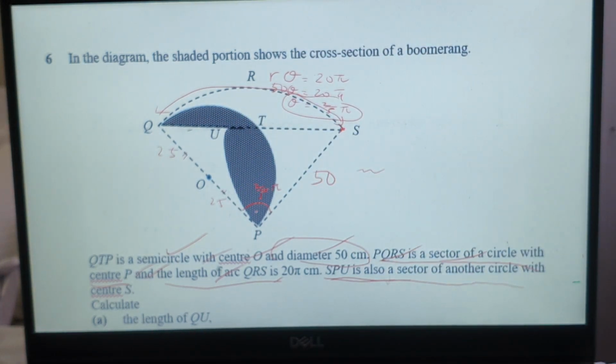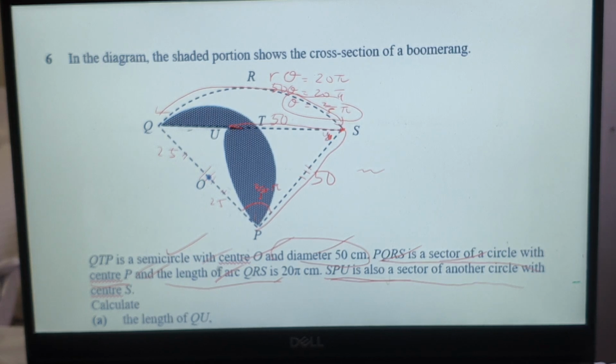Now if this is 50 here, then this is a sector. Don't you agree that this is 50 also? Alright, and this is 2 over 5 pi right here. But don't you agree this is an isosceles triangle because this is the same as this, right?